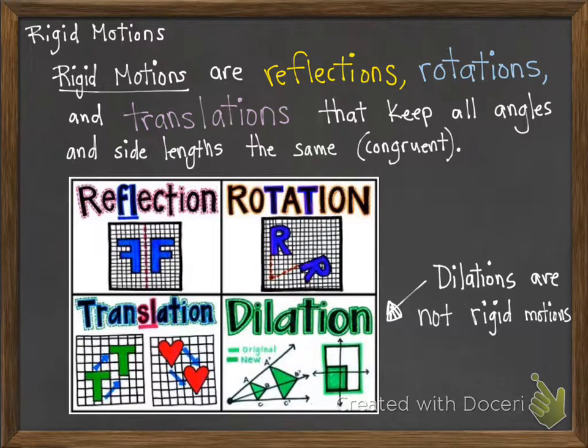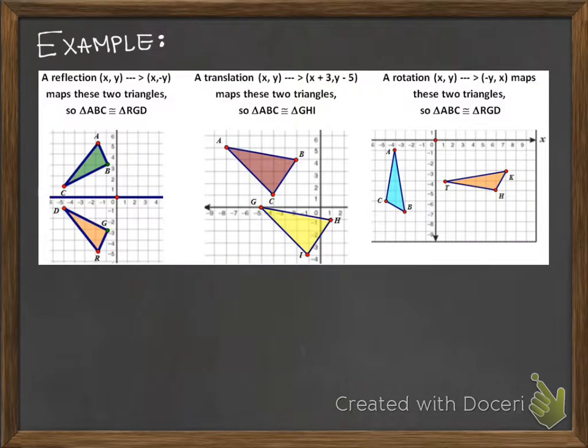However, a dilation is not a rigid motion since it changes the shape's size, which changes the length of its sides. Let's look at some examples of reflections, rotations, and translations of a shape and reflect on the coordinates or ordered pairs. If we have a pre-image, the before shape of a triangle ABC, we're going to look at the results of reflecting, translating, or rotating a triangle on the coordinate points.